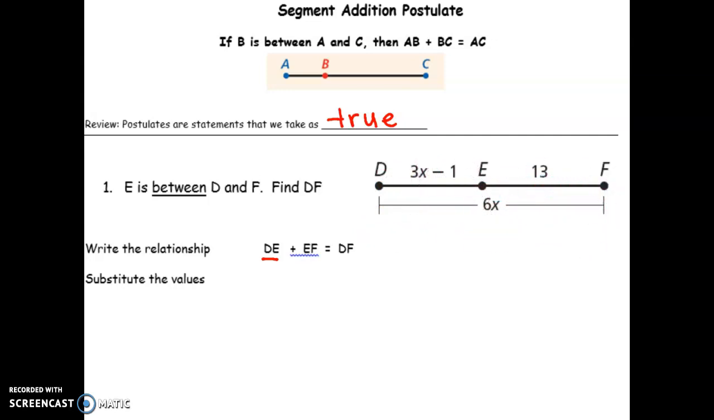Now that we see the relationship, we can now substitute these values. So we have something for DE here that says 3x minus 1. Then we have a plus, so I'm going to write a plus. Then we have EF right here, and EF equals 13. So I'm going to write 13 instead of EF. Then we have an equal sign. And then it says DF. So remember, DF is the entirety of the segment. And it says that the entirety of the segment is equal to 6x.